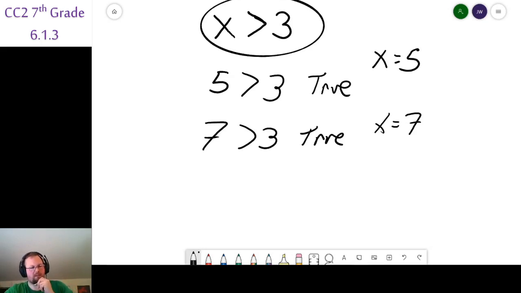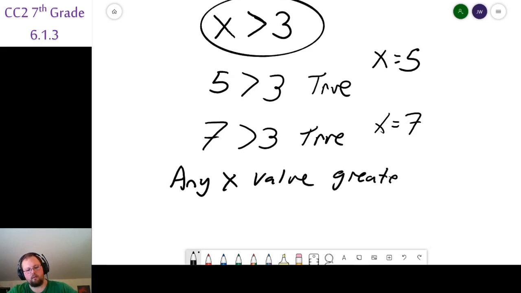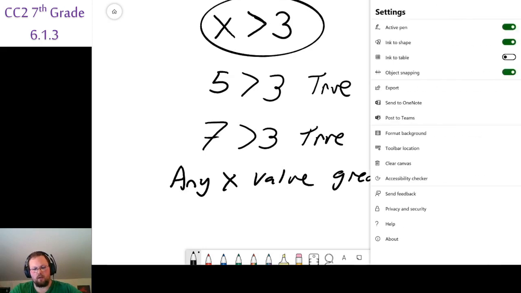So you're going to end up saying, oh, well, duh, my answer is any x value greater than 3. And so they're going to be like, okay, Mr. Wood, why are you wasting my time with this? Why are you bothering to say, tell me a number bigger than 3? And so the follow-up is, okay, how do you show x greater than 3 in a way that actually works?